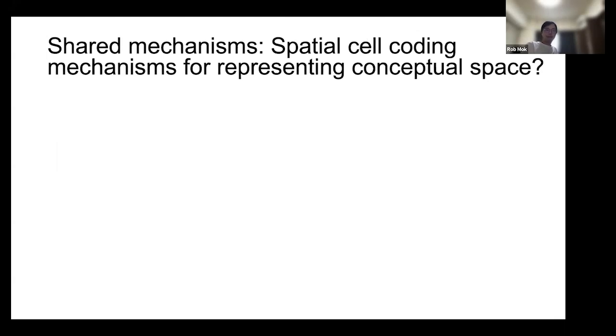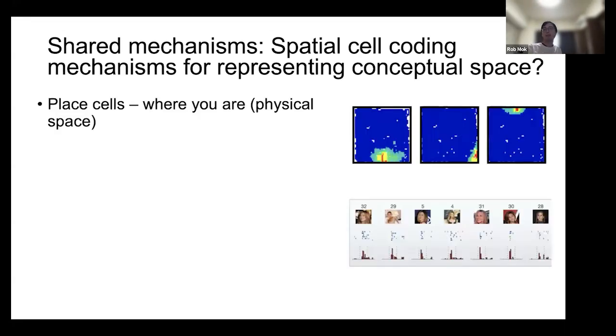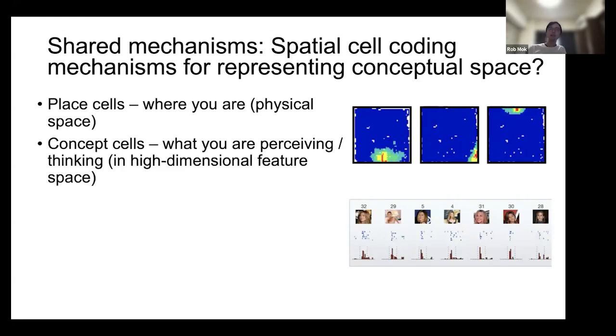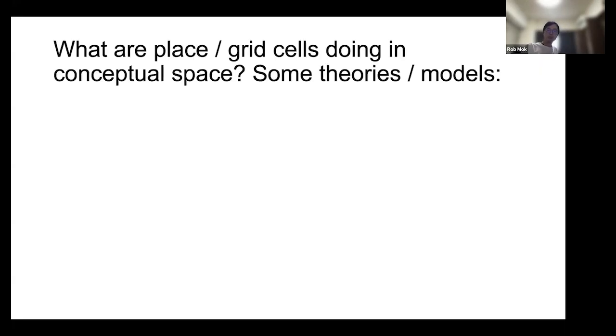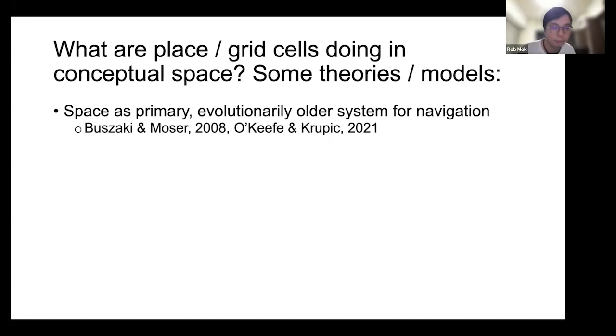But the idea here is that maybe there are some shared mechanisms for spatial cells representing concept space. The most basic idea could be something like place cells encode where you are in physical space, and concept cells encode what you're perceiving or thinking in high dimensional feature space. But how do we do this? So there are some theories and models.